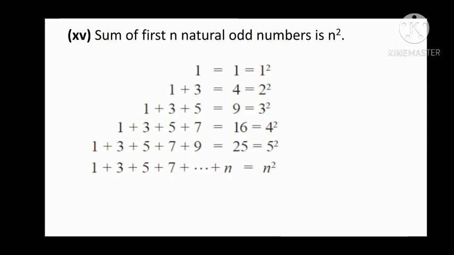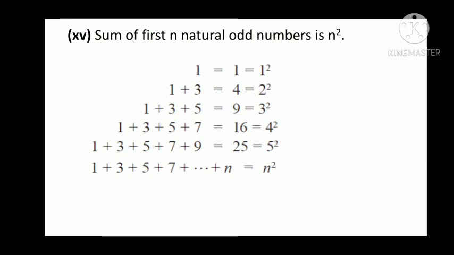So we have observed that if I look at the second step, 1 plus 3 is equal to 2 square, which is equal to 4. If I add two consecutive odd numbers, then I will get a square number. And these are triangular numbers also, we have studied in the previous property. So if I add three consecutive odd numbers, I will get 3 square, which is equal to 9.